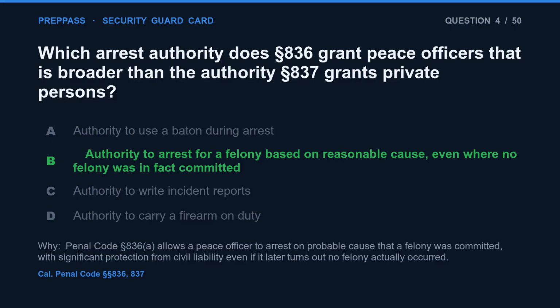The correct answer is B. Penal Code Section 836A allows a peace officer to arrest on probable cause that a felony was committed, with significant protection from civil liability even if it later turns out no felony actually occurred.